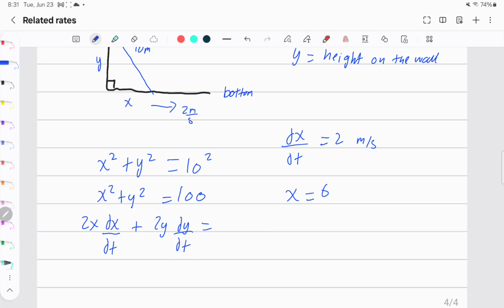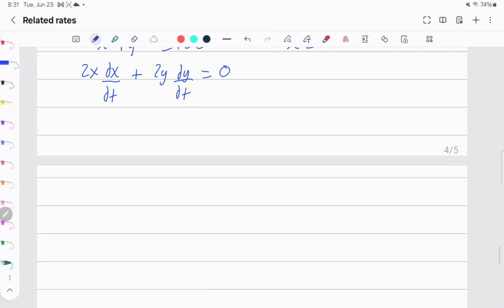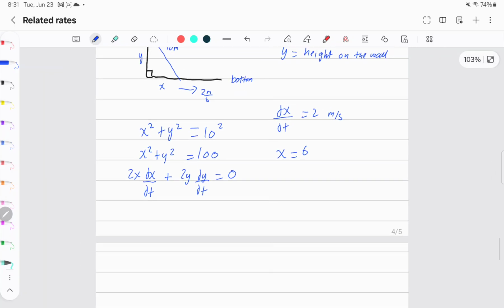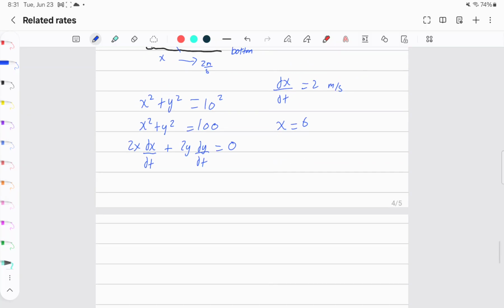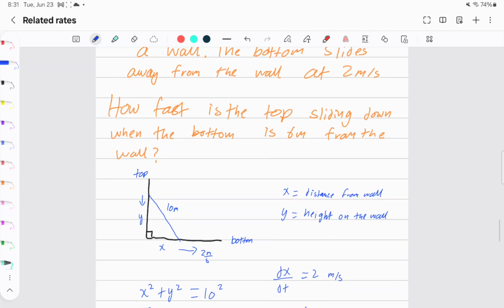And the hundredths is just simply a constant, so it's going to be 0. And now, once you're done with this, you start to notice one thing. You see that the x is 6, my dx over dt is 2, and my dy over dt is kind of missing. So how do we find this dy over dt? We're going to use this equation. In other words, it's asking how fast the top is sliding down when the bottom is at 6 meters.